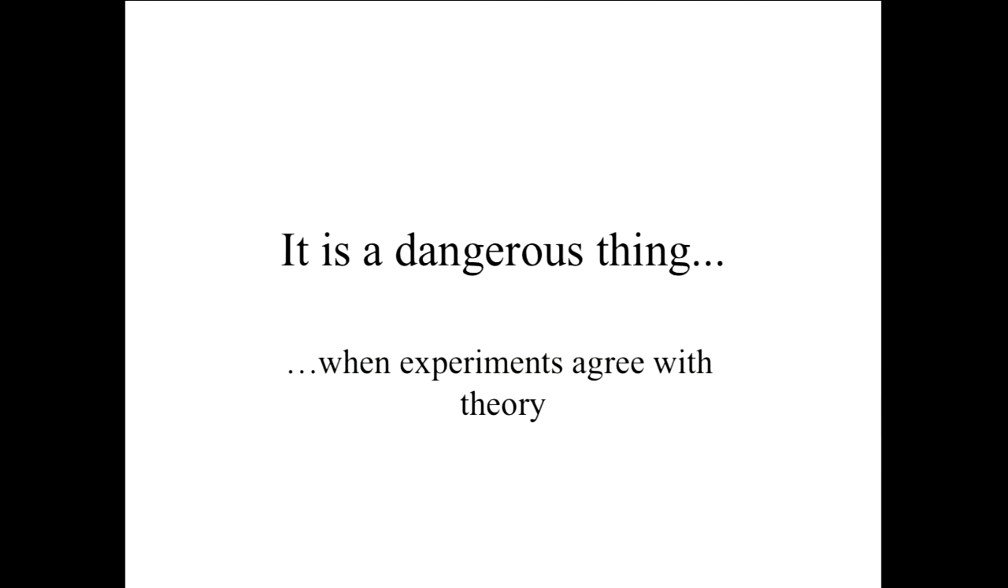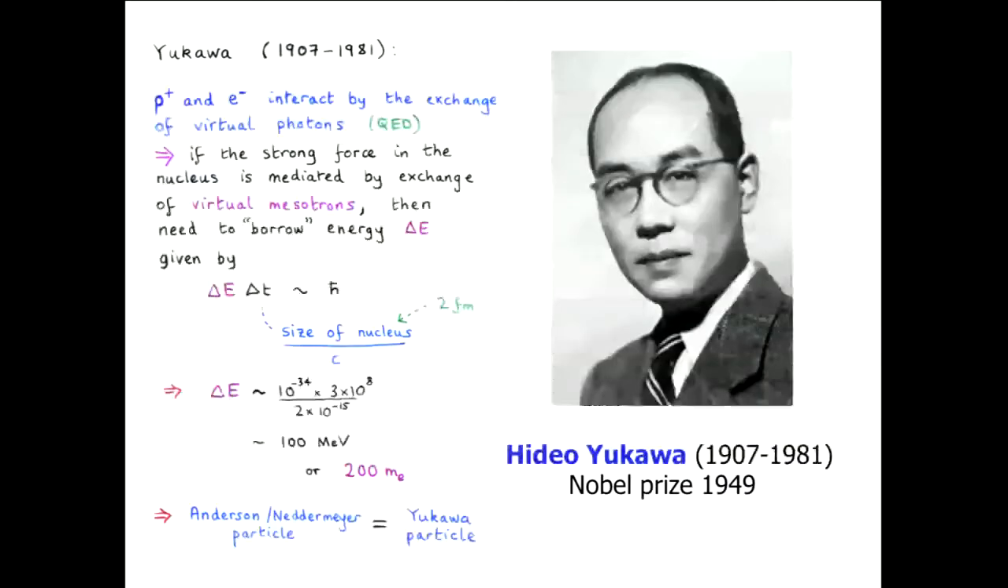Okay, now, the crucial historical message of this talk is that it's a dangerous thing when theory agrees with experiment. Okay, this is something that you should keep in the back of your mind next time your data agrees with some beautiful theory. It's a dangerous thing when you get perfect agreement because it may be entirely fortuitous. And the problem is that the discovery of the mesotron, as it was then called, agreed with theory.